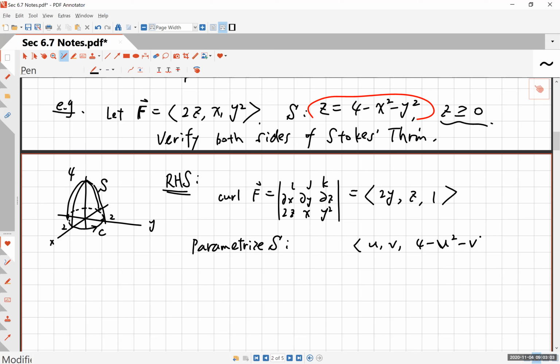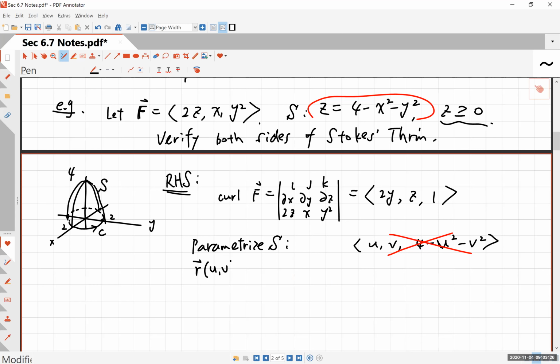Because z is a function of x and y, you can do this, but then defining u and v and the bounds of u and v will be very difficult. So my suggestion is don't do this, okay? You notice here, everything is circular. We are going to be integrating over the circle. So let's go ahead and try to parameterize it this way.